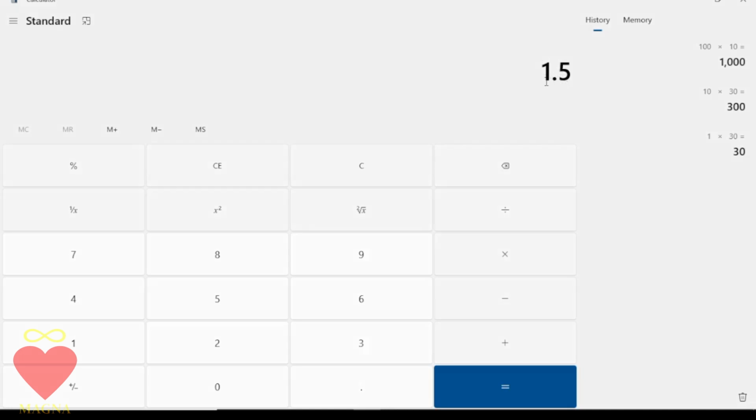Hope you're following me. So what's next? You multiply by the number of pips you are losing or gaining. So in this case, our stop loss is 30 pips away from the entry. So 1.5 times 30, giving us 45. So we'll be losing $45 on the trade.